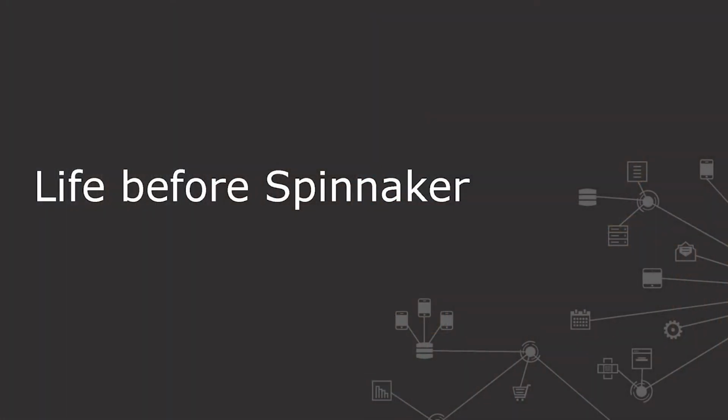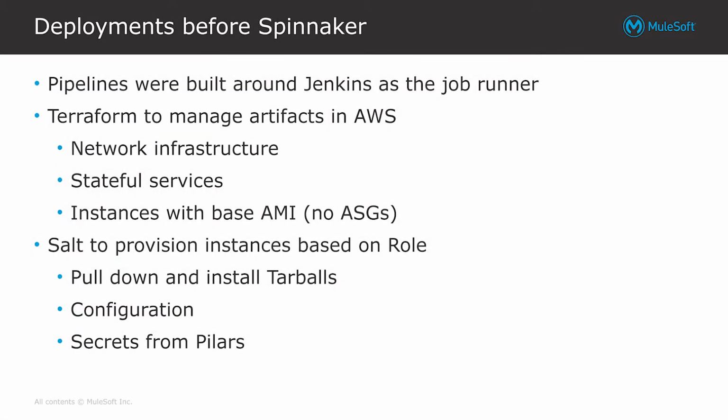So just to give you a little taste of what life was like before Spinnaker, we had a deployment platform that was developed before Matt and I joined the company. It was run by the DevOps team, and the pipelines were built all around Jenkins. The pipeline would consist of Terraform, of course. Everyone uses Terraform to manage artifacts in AWS, but it would be everything. Not just the network infrastructure, not just the stateful services, but they would deploy the instances using Terraform as well.